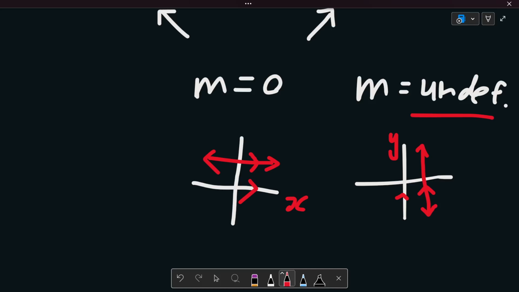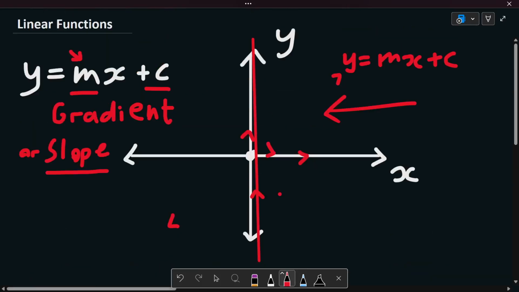But if the gradient over here is equal to 0, that is, if the line is horizontal or parallel to the x-axis, it will be equal to 0 in that case. And this is an introduction to straight lines, but we are not done yet.